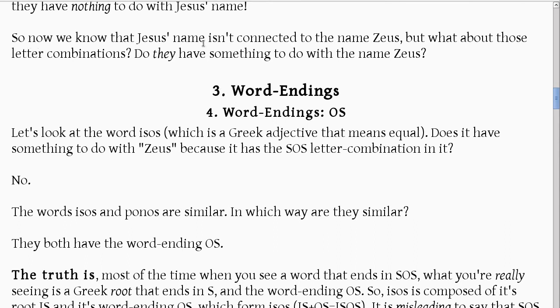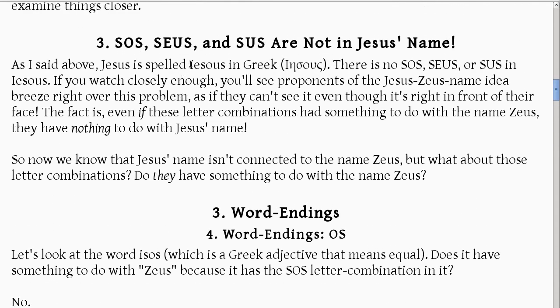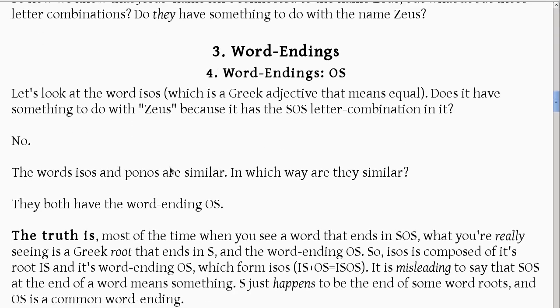So now we know that Jesus' name isn't connected to the name Zeus. But what about those letter combinations? Do they have something to do with the name Zeus? So even though Jesus in Greek has nothing to do with SOS, SEUS, or SUS, what if SOS, SEUS, and SUS do mean Zeus? Do they?